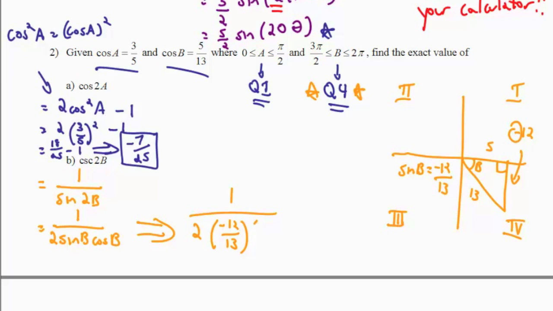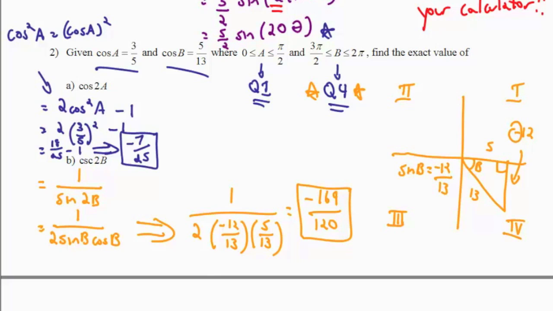Plug that bad boy in. Nice. Cosine of B is 5 over 13. Okay, which equals, I'm going to skip ahead to the final answer, but again, this 13 times 13 would be our common denominator, but it's the denominator in a fraction in the denominator, which means it pops to the numerator. Whole bunch of fractional math, but in the end you should get negative 169 over 120.